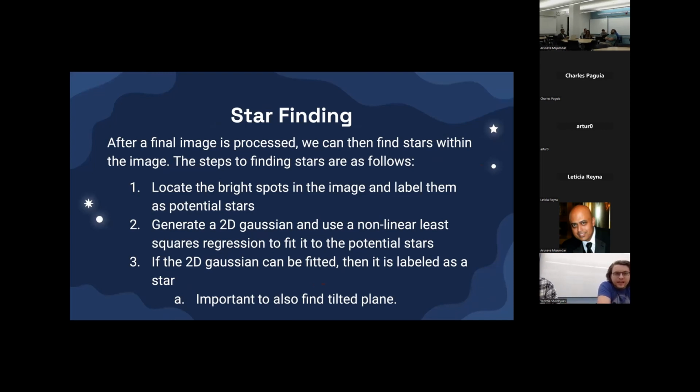So yeah, in any given image, there might be more than 6,000 star candidates. And in order to find those, we need to locate the bright spots in the image and label them as potential stars. And then what we do is we create a two-dimensional Gaussian with intensity forming a heat map and using a non-linear least square regression to fit the potential stars. If they can't be fitted, they're most likely an aberration or an artifact and can be discarded. But if they can be fitted, it's labeled as a star. And it's also important to find the tilted plane of these Gaussians because there might be other sources or extinction effects like clouds or light pollution that might otherwise adversely affect the fit.